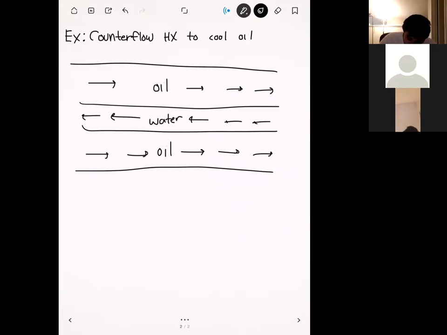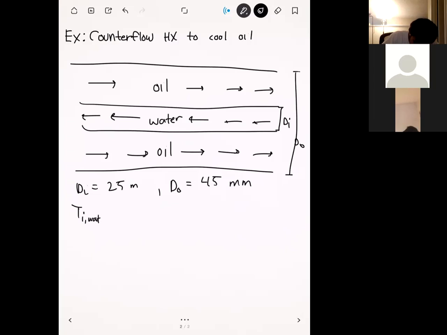Let's put some numbers on this. Let's say that the inner diameter, Di, is 25 millimeters. Meanwhile, Do is the outer diameter. We can say that Do is 45 millimeters. We also know the inlet temperatures for the two fluids. The inlet temperature for the water is starting at 30 degrees C. Meanwhile, the inlet temperature of the oil is going to start at 100 degrees C.